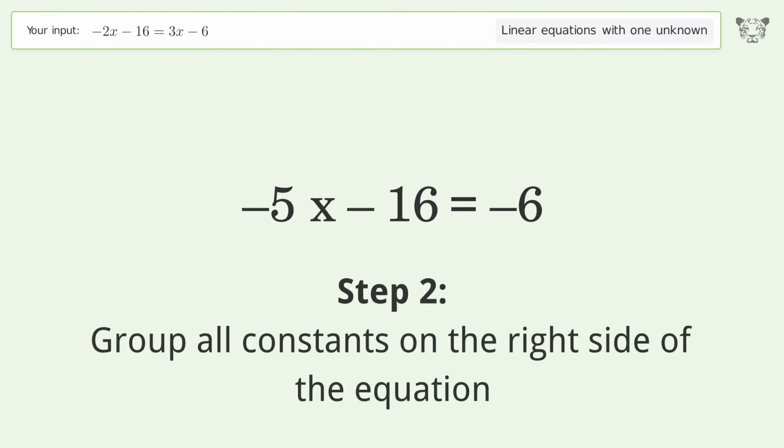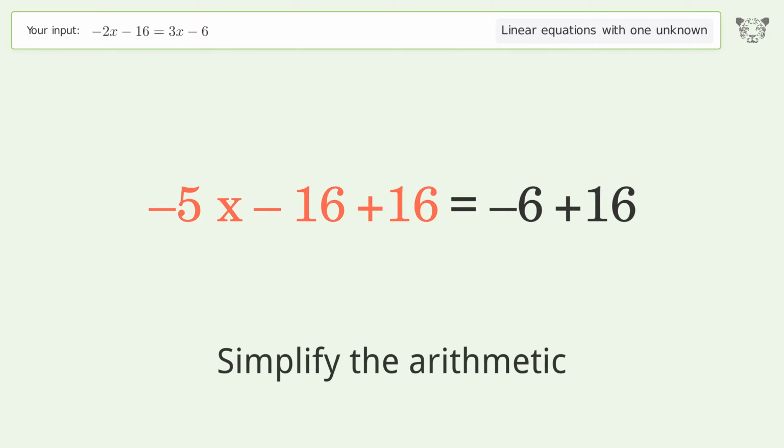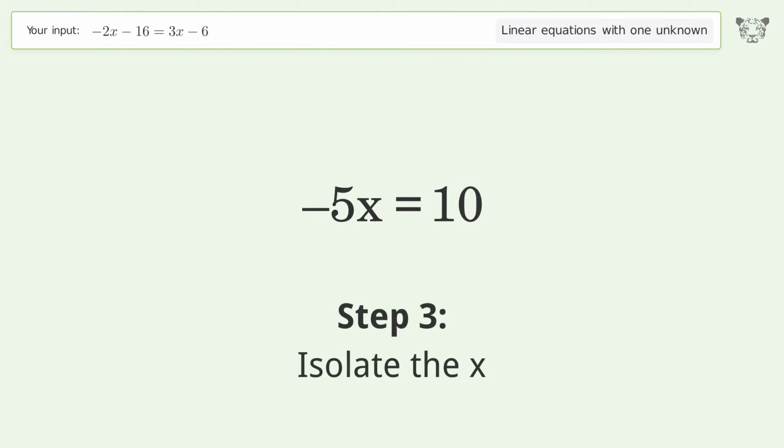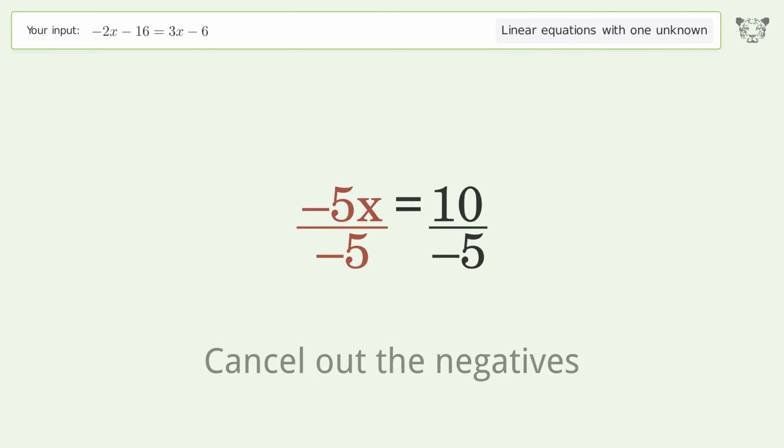Group all constants on the right side of the equation. Add 16 to both sides. Simplify the arithmetic. Isolate the x. Divide both sides by -5. Cancel out the negatives.